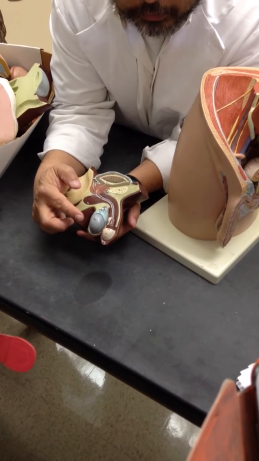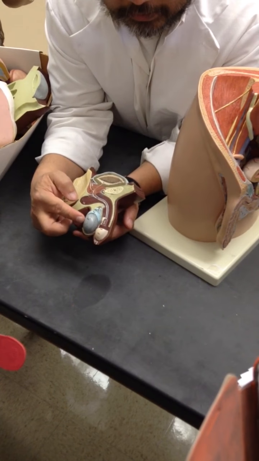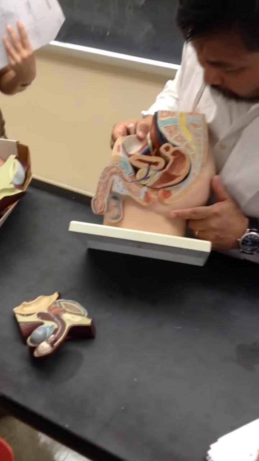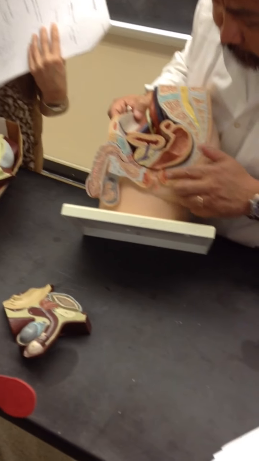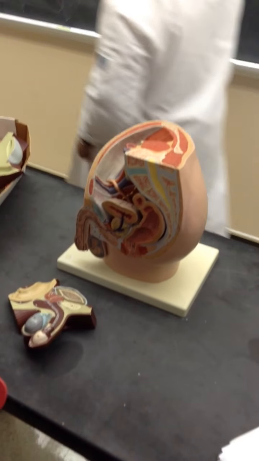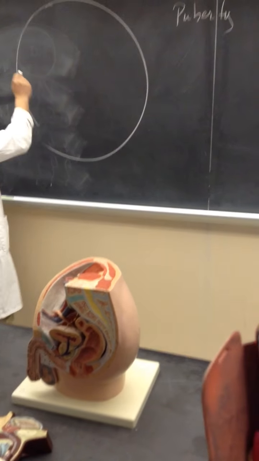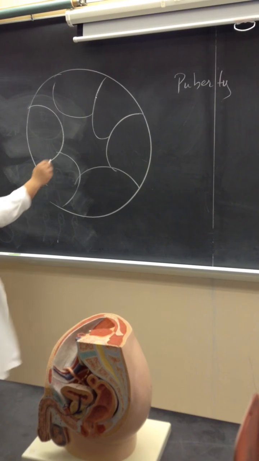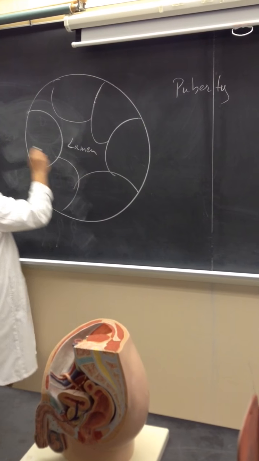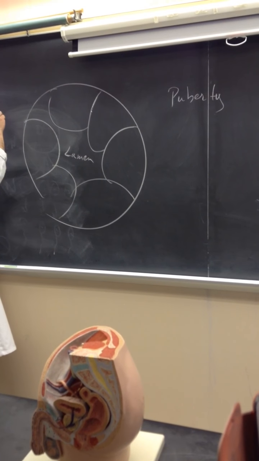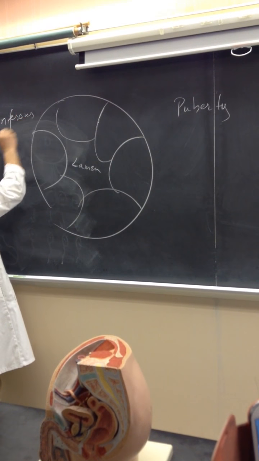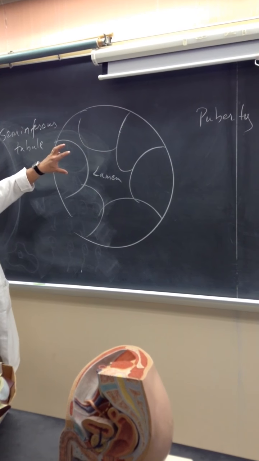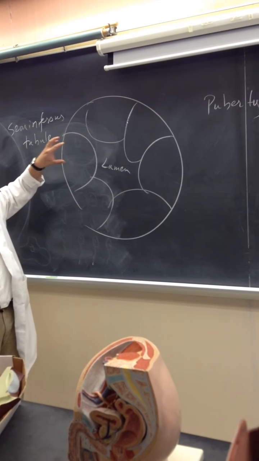I'm going to show you the cross sections of the testes a little bit, but in the testes, what you see is considered a seminiferous tubule. You can't really see it here, but if you do a cross section of the seminiferous tubule, it will be like this. This is the lumen of the seminiferous tubule. The seminiferous tubule is the part of the testes that helps make the sperm.